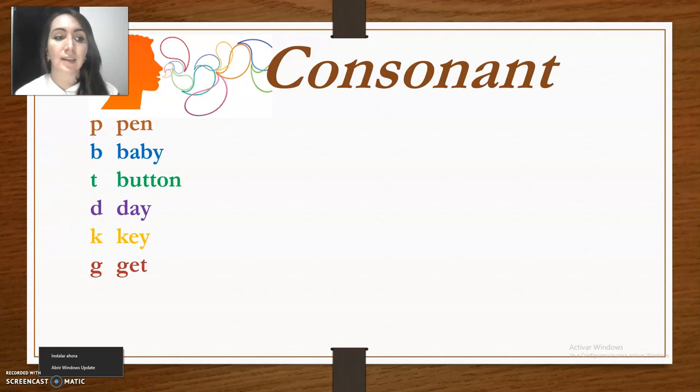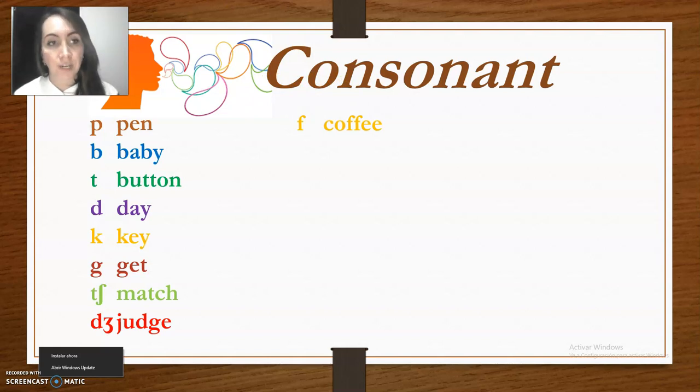Next is g. For example, get. Next is ch. For example, match. Next is j. For example, judge. Next is... for example, coffee. Next is v. For example, view.